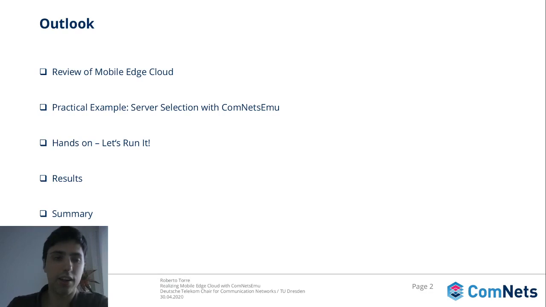So a quick look into the outlook. We will first review the concept of Mobile Edge Cloud very quickly. Then we will set a practical example, identify the problem, and propose a solution. This is a hands-on session, so we are going to use some coding and run the code, and then finally look at the results we get and a summary of what we have.